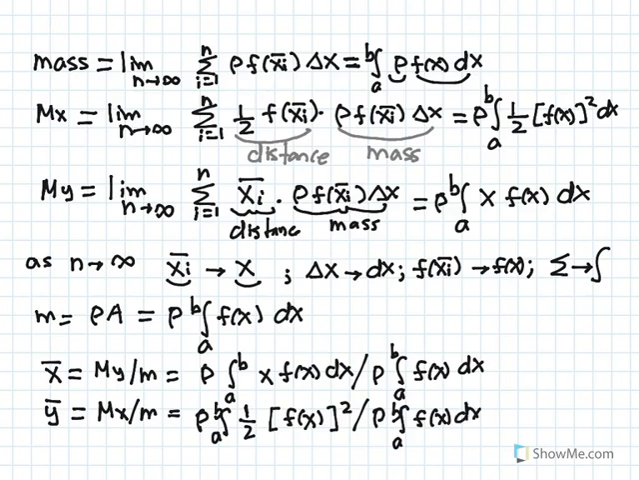Now notice something. Rho cancels out from the numerator and denominator. What does that mean? That means because the density cancels out, the center of mass is independent of the density. The center of mass does not depend on the constant density rho. It only depends on the geometry of the region, the shape of the region that you have.